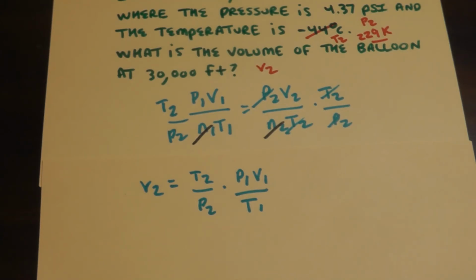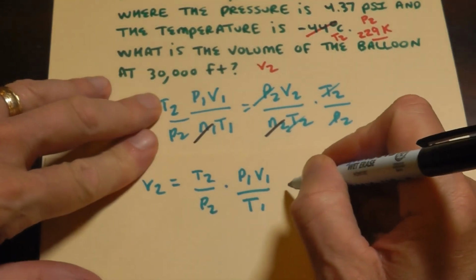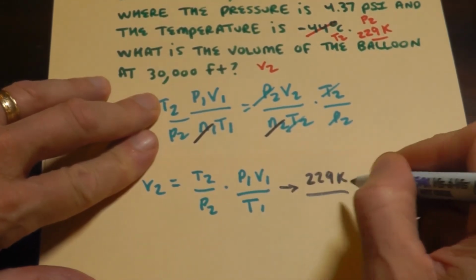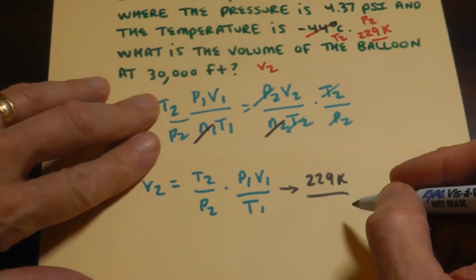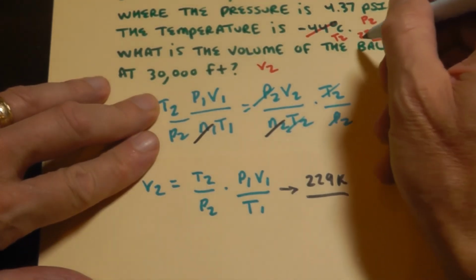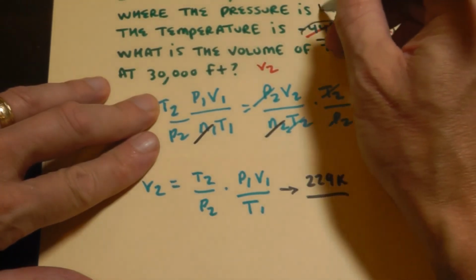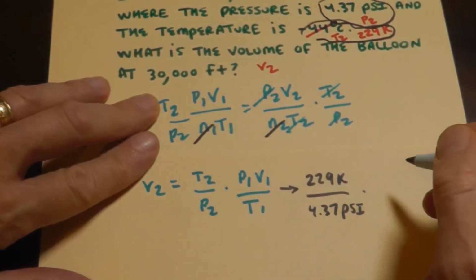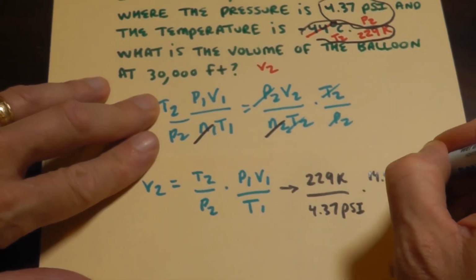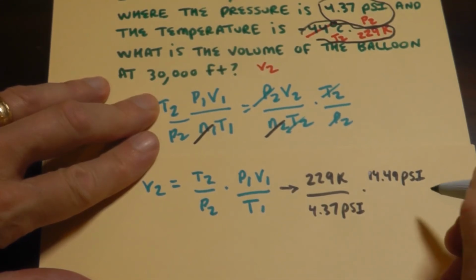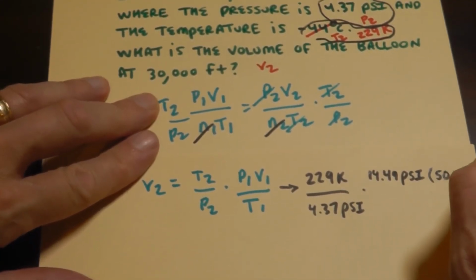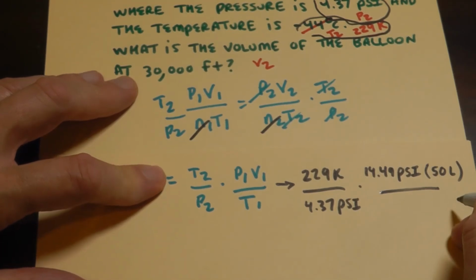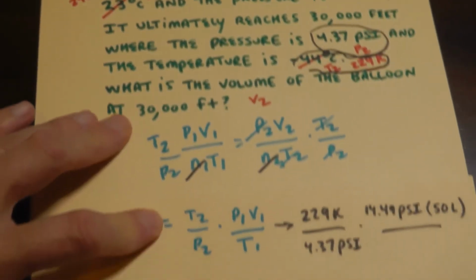So I'm going to plug in all the numbers, and I better get units of volume. So T2, what was T2? 229 Kelvin. What was P2? I'm sorry, okay, that was T2. You can cross them out too or something. See, I got all twisted there. What is P2? 4.37 psi. What was P1? P1 was 14.49 psi. What was V1? V1 was 50 liters. And then what was T1? T1 was 23 degrees Celsius way up here, and it's 296.